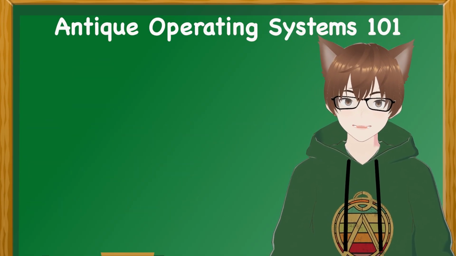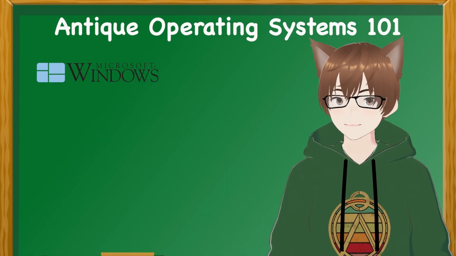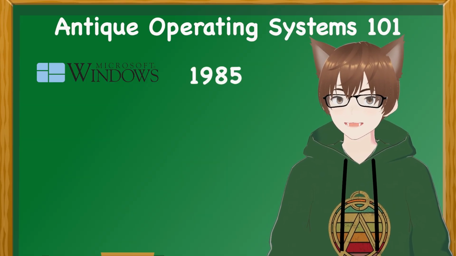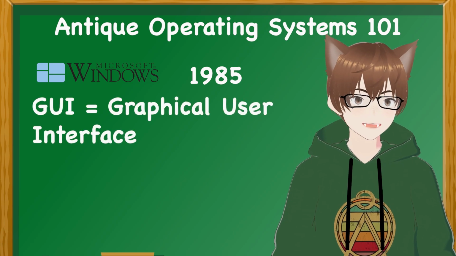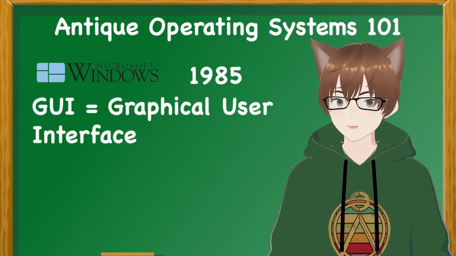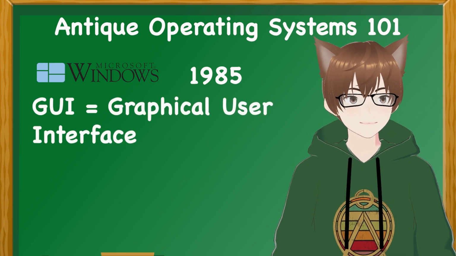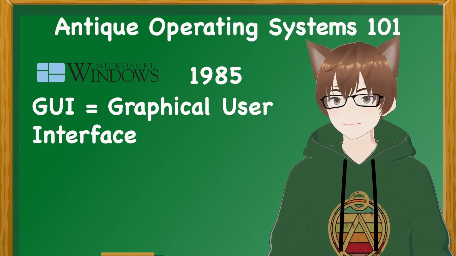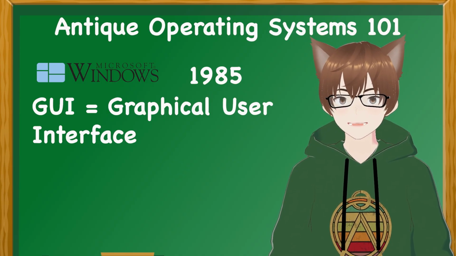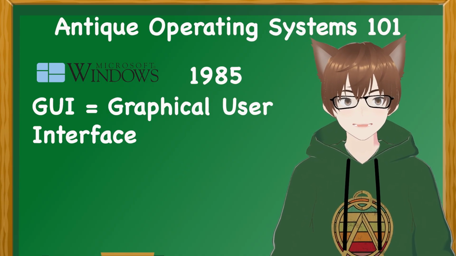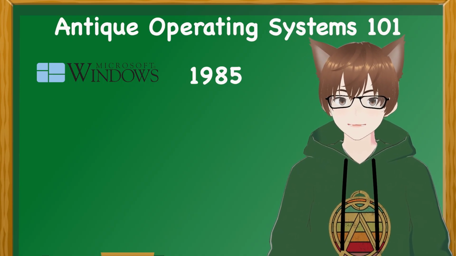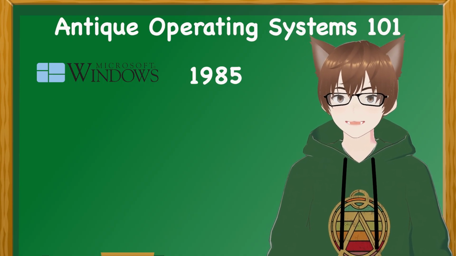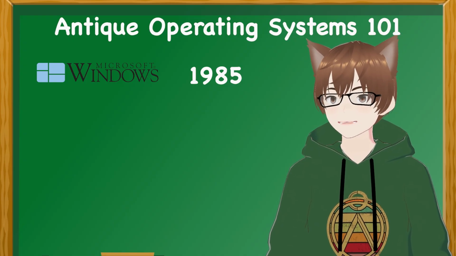This brings us to our second topic, Windows 1.0. Released in November of 1985, Windows 1.0 was Microsoft's first attempt at a graphical user interface, or GUI, for the PC. The idea was to make computers easier to use by replacing text commands with visual elements like windows, icons, and menus.